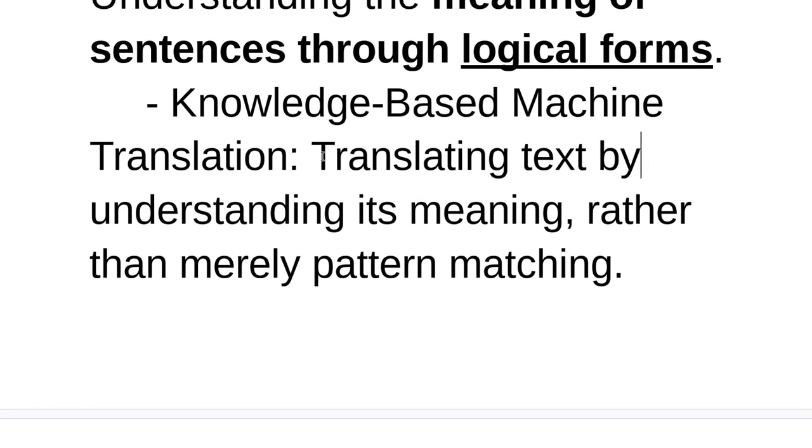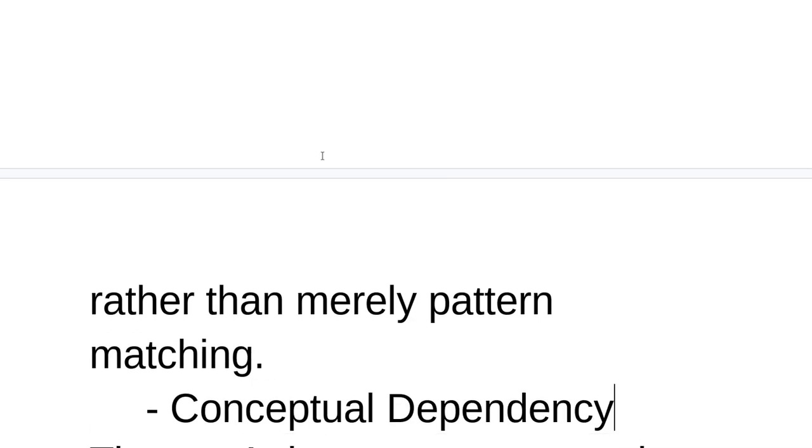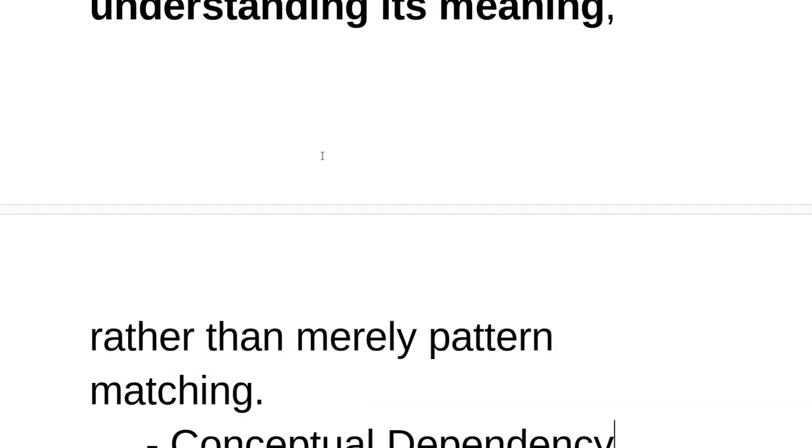In knowledge-based machine translation, the text is translated by understanding its meaning rather than merely pattern matching. So understanding of meaning is there in the computer, in the program, rather than simply pattern matching. In some next lecture, we will discuss how this understanding of meaning is done.